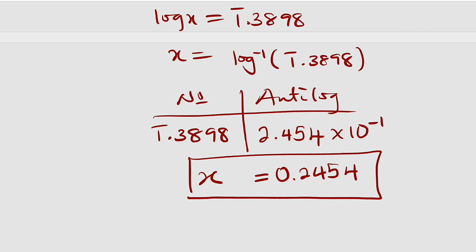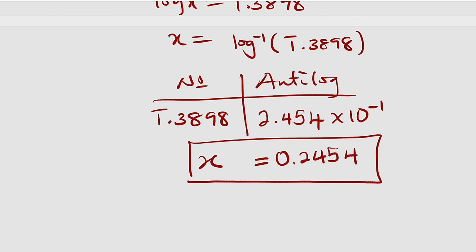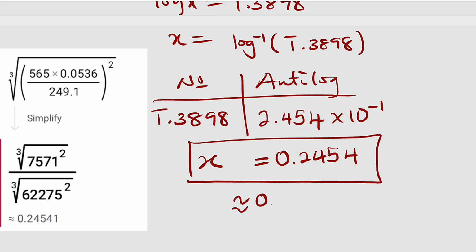But let me use my calculator and see what we are going to obtain. It will be approximately the same. So from my own calculator, I have approximately equal to 0.24541. This is what I have from my own calculator. And you can see they are almost the same, but they will never be exactly the same because our 4-figure table only contains 4 digits. So let's move on to the next question, which is the B part.